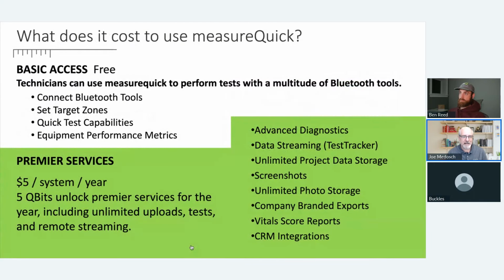So basic access is free. You can download the app and you can connect your tools. You can get target zones and information that I'll show you in the app, right? There's some quick test capabilities and performance metrics that come out of just free, right?